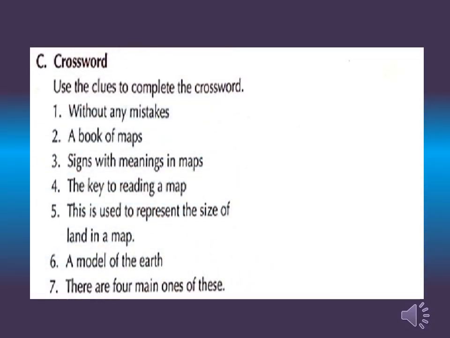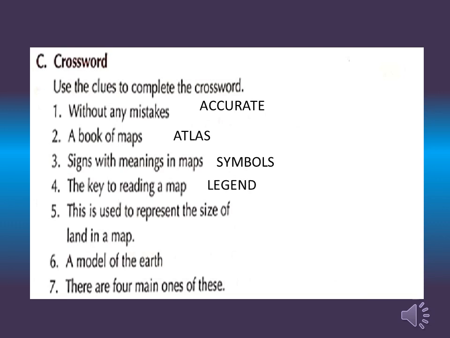I am only giving you the clues. You will write them in your book. First one, without any mistakes, means what will be the word? Accurate. Number 2, a book of maps. Everybody knows the answer. It will be atlas. Number 3, signs with meanings in maps. That will be called symbols. Number 4, the key to reading a map. Number 4 will be legend.